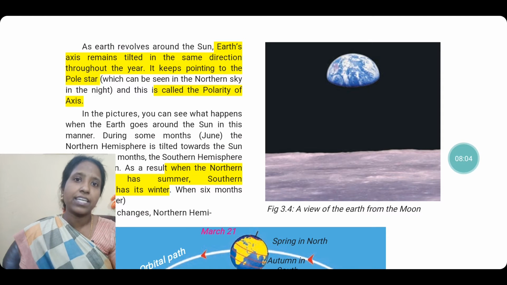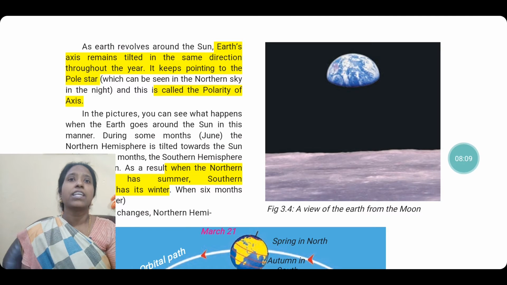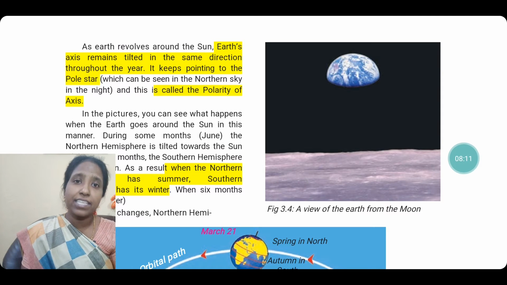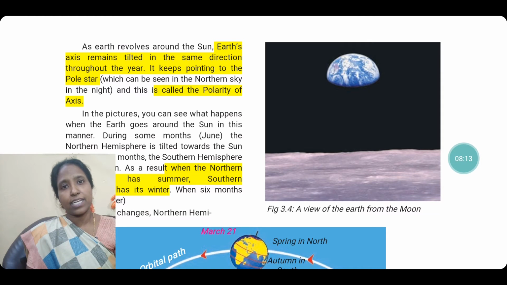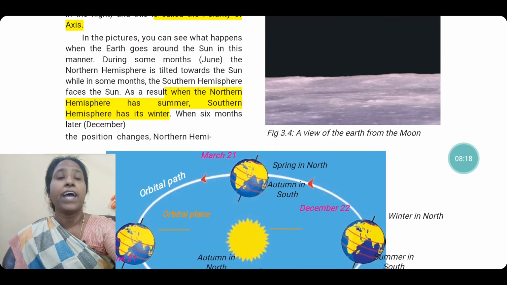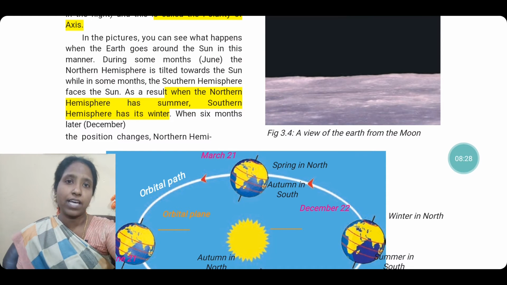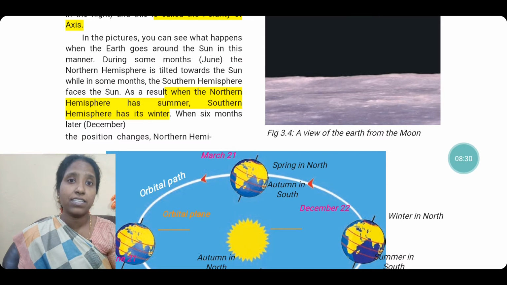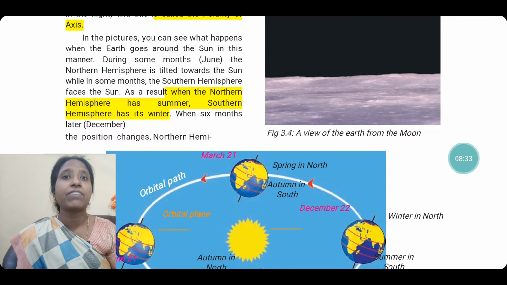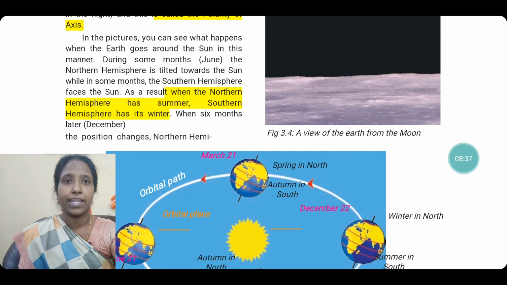and the Arctic Circle and Antarctic Circle at 66.5 degrees. Okay, and then as the earth revolves around the sun, the earth's axis remains tilted in the same direction. It doesn't tilt one way and then the other. Same direction tilt only is there. This is called the polarity of axis, and the tilt points towards the north pole, or the pole star. That is what our ancestors used to identify the north direction. Whichever direction the pole star is, that is north.